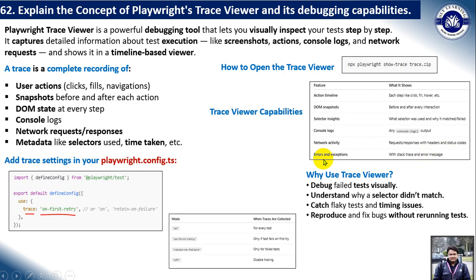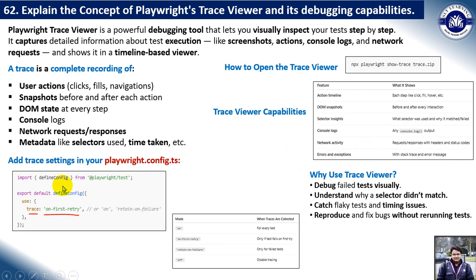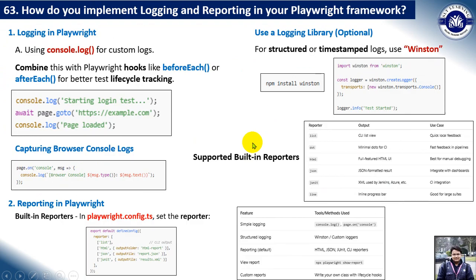And why do we use the trace viewer? To debug the failed test cases, understand why a selector did not match, catch flaky test cases and timing issues, and reproduce and fix the bug without rerunning the test cases. So these are the key things we use the trace viewer for, okay. So this is how you can answer how the trace viewer and debugging capability work in Playwright.